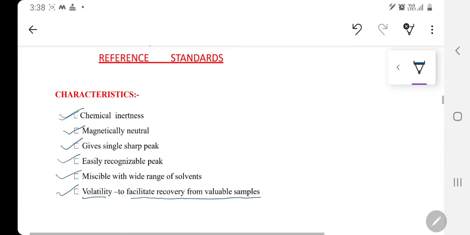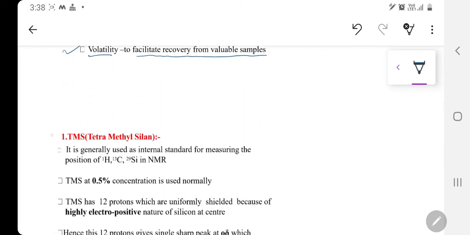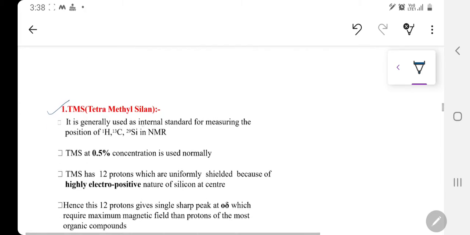For reference standard, the first one we use is trimethylsilane, TMS. It is generally used as an internal standard for measuring the position of 1H, 13C, 29Si in NMR. So any proton or set of protons which absorb at a field lower than TMS is given a positive value for delta, meaning chemical shift.